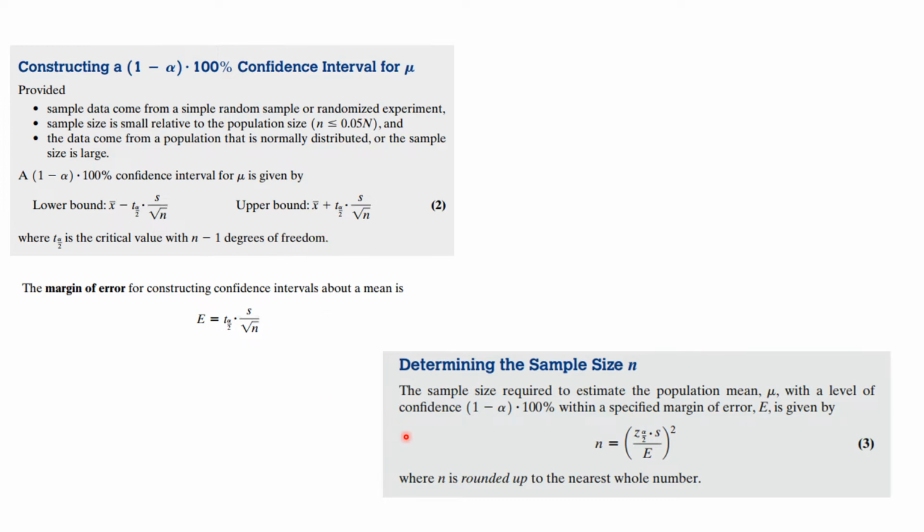And this is what we do for determining the sample size required to estimate the population mean with a level of confidence within a specified margin of error. Now, since the t-distribution is similar to the normal distribution, we actually use z alpha over 2 here from the normal curve, not t alpha over 2, but we use s, and this is the margin of error.